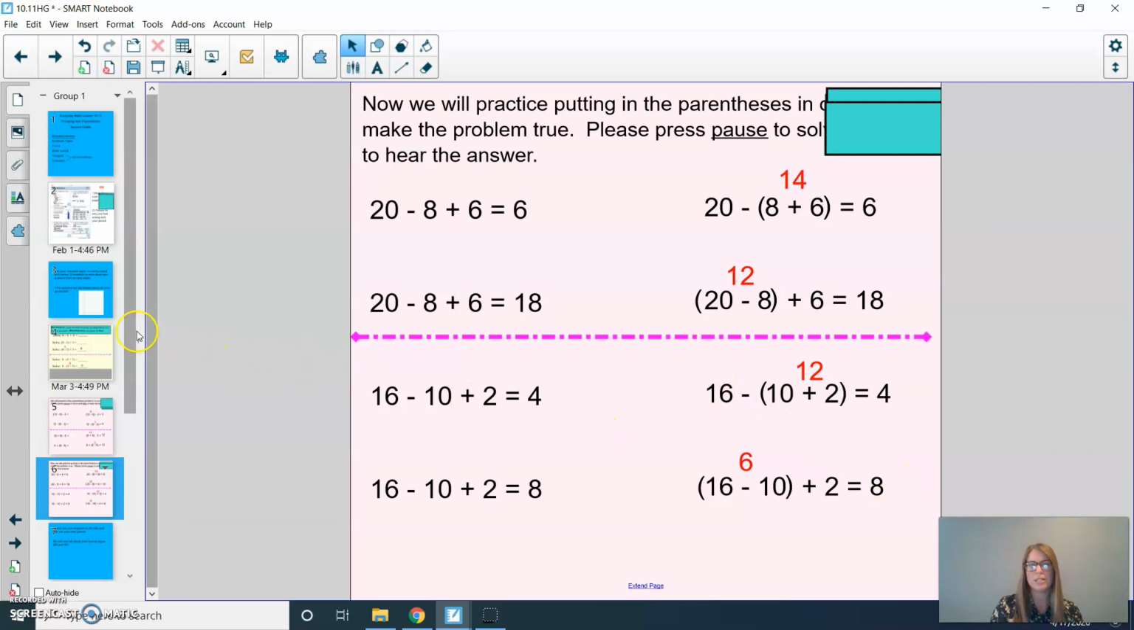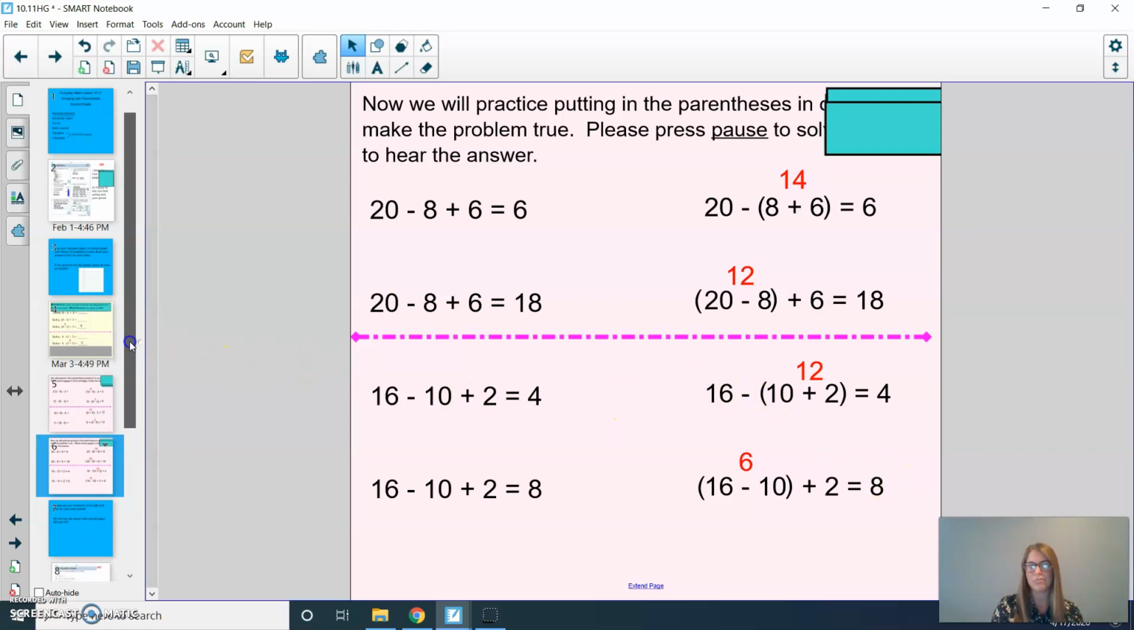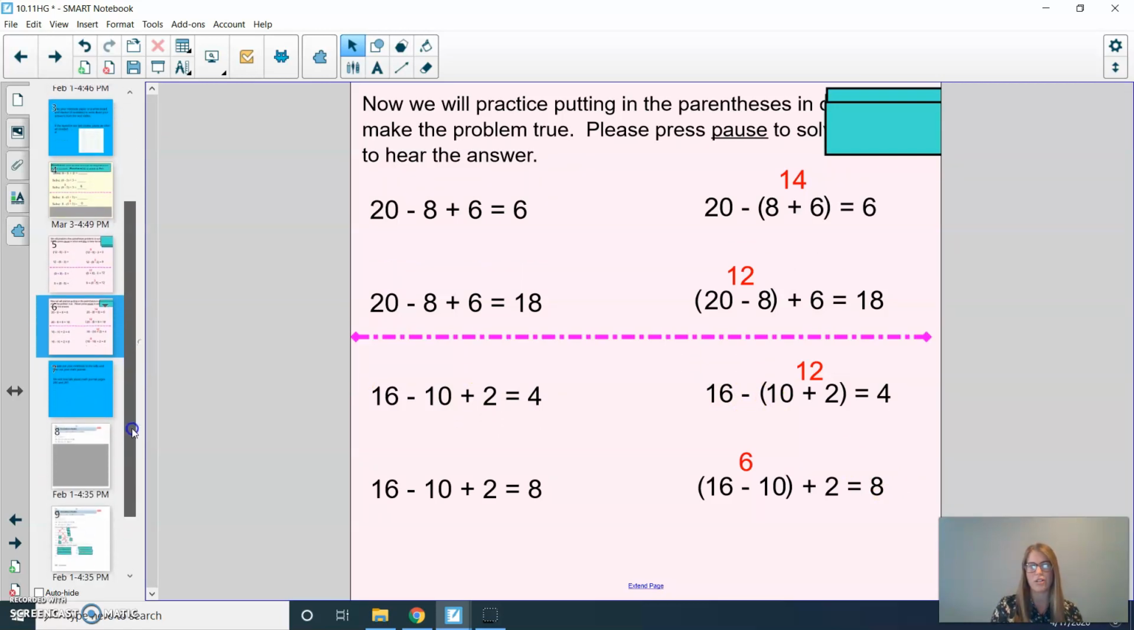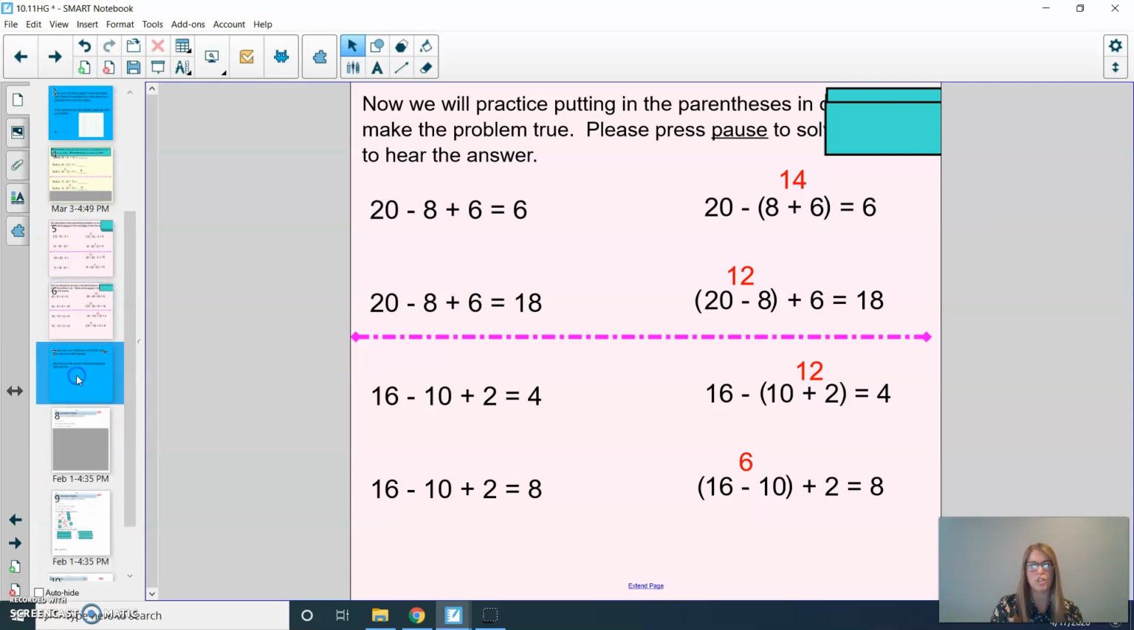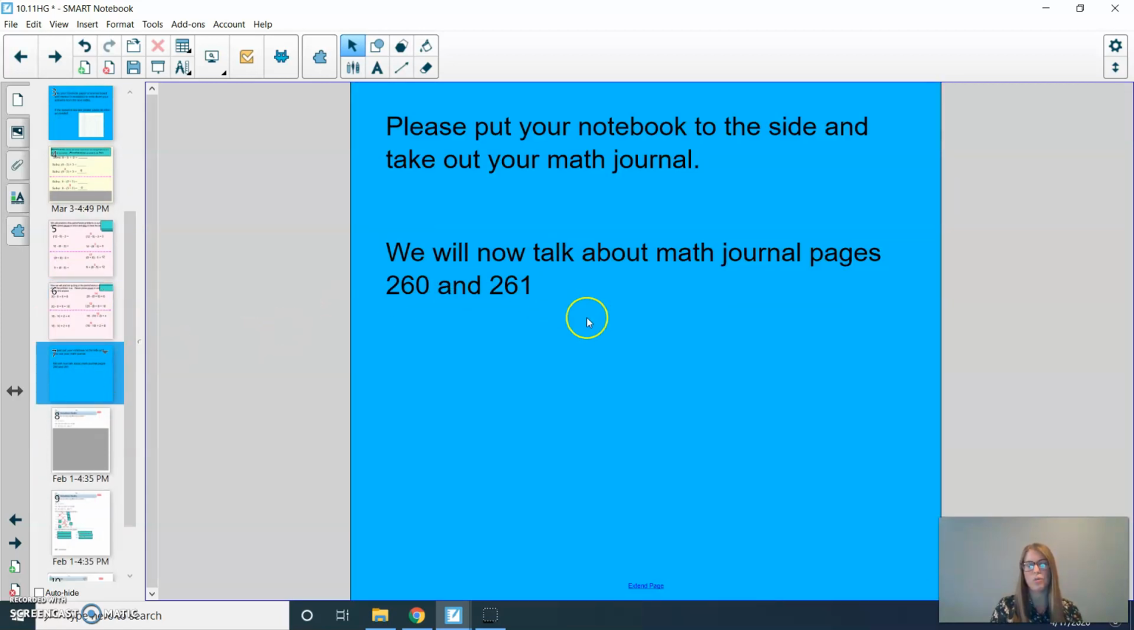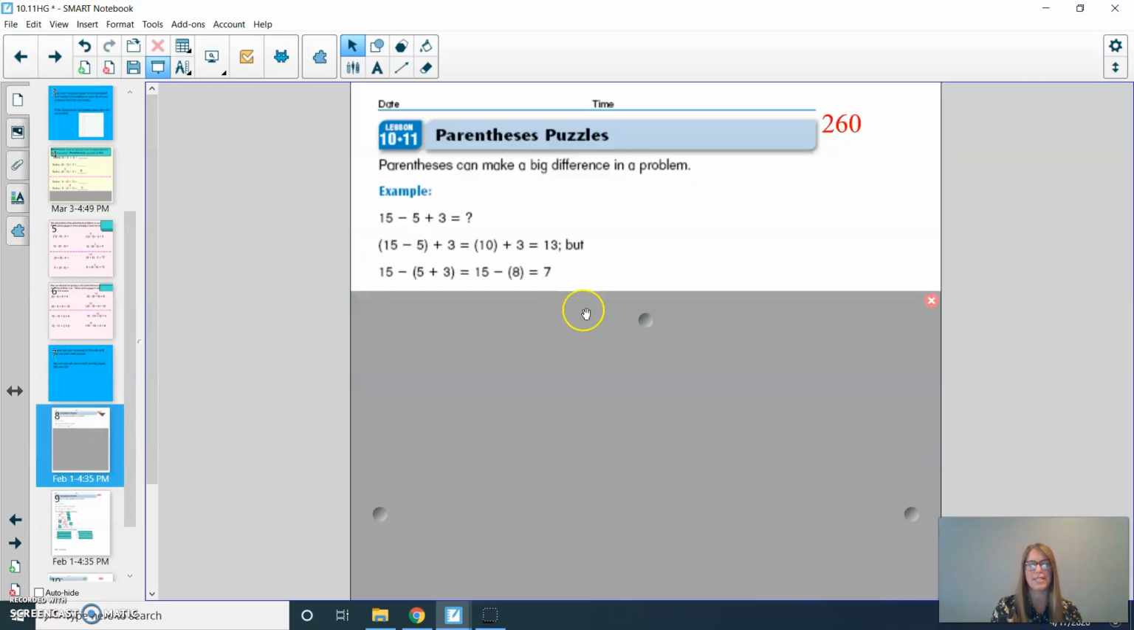So again, boys and girls, this was just an introduction, but we're going to practice more of these problems in our math journal in just a moment. So what you can do next is you can put your notebook to the side, and let's take out our math journal. We're going to turn to page 260 first, and we're going to practice more with parenthesis problems.